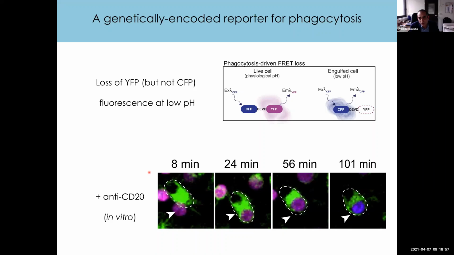And indeed, that's what we see in this in vitro experiment. You can see that after a while, after phagocytosis, we start to see these tumor cells going from magenta to blue, suggesting that indeed the YFP has been turned off.